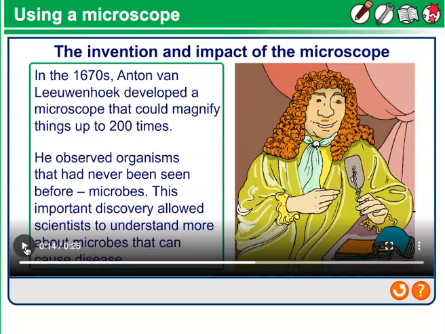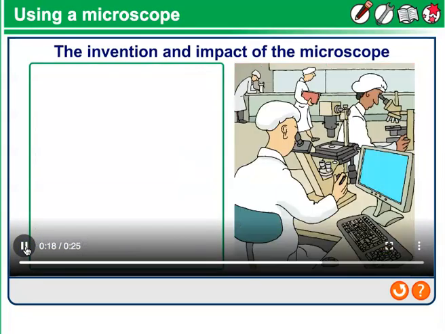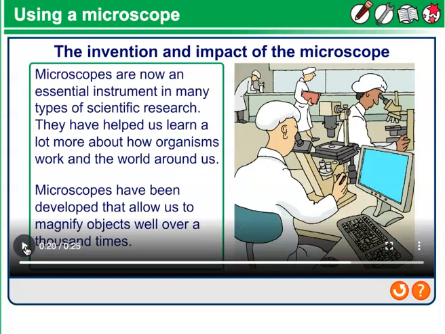In the 1670s, Antoine van Leeuwenhoek developed a microscope that could magnify things up to 200 times. He observed organisms that had never been seen before. These were microbes. This important discovery allowed scientists to understand more about microbes and how they can cause disease. Microscopes are now an essential instrument in many types of scientific research. They have helped us learn a lot about how organisms work and the world around us. They've been developed, and they allow us to magnify objects well over 1,000 times today.